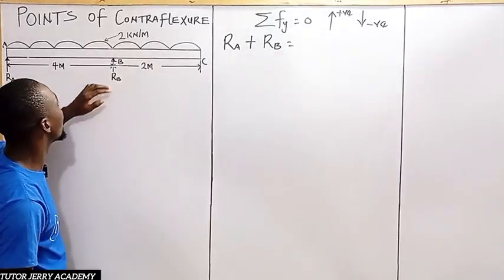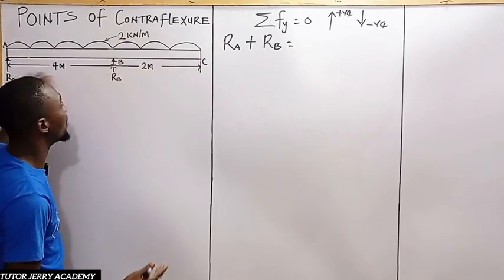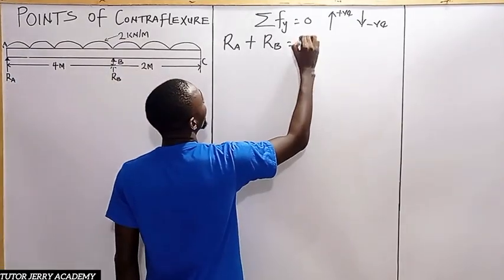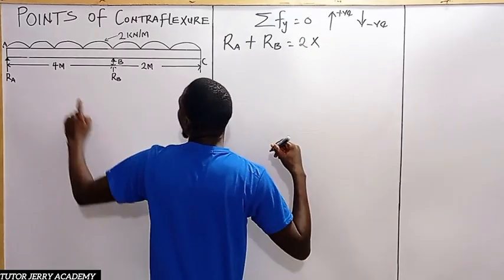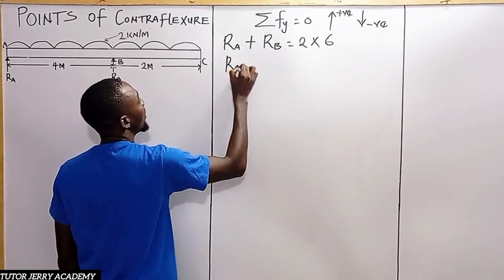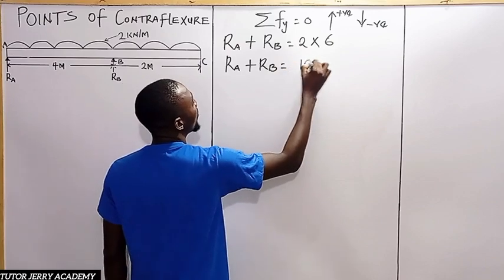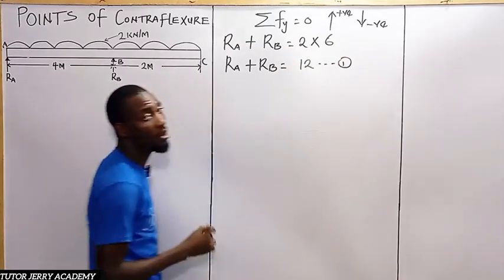So we are going to multiply the weight of the uniform distributed load by the total distance. So it's going to be 2 multiplied by 6. So now reaction at A plus reaction at B is equal to 12. Let's call this equation number 1.